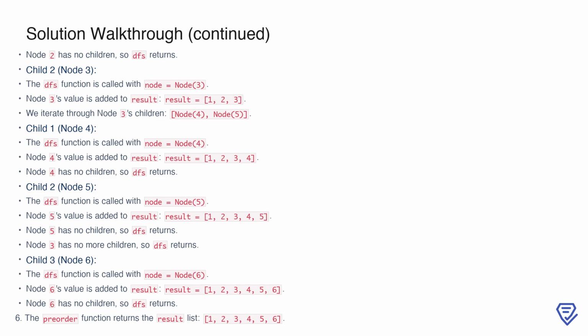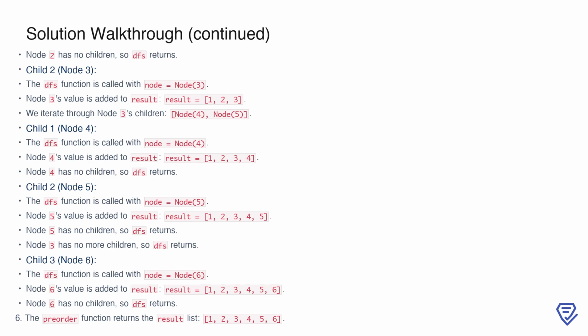Then, we proceed to node 5. The DFS function is called with node 5, and its value is added to the result list. Node 5 also has no children, so the DFS function returns. With both children of node 3 processed, the DFS function for node 3 also returns. Finally, we move to the third child of the root node, which is node 6. The DFS function is called with node 6, and its value is added to the result list. Node 6 has no children, so the DFS function returns.